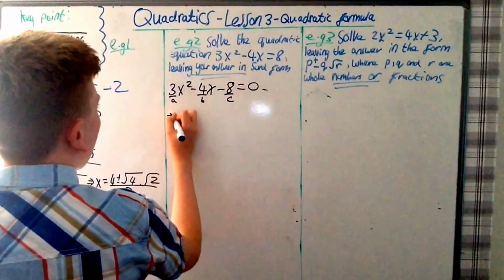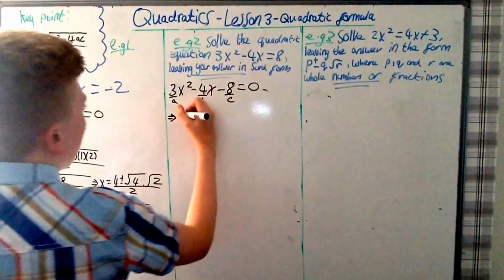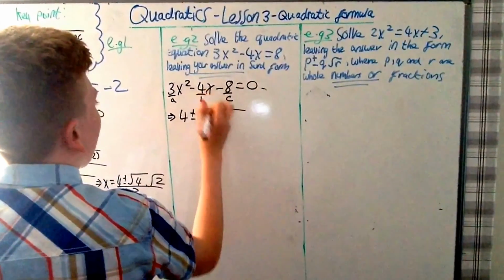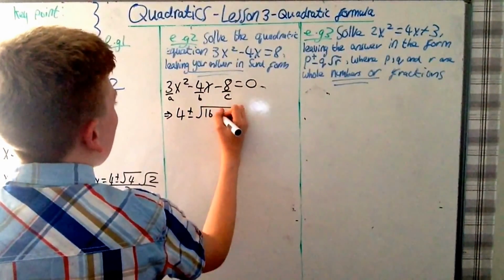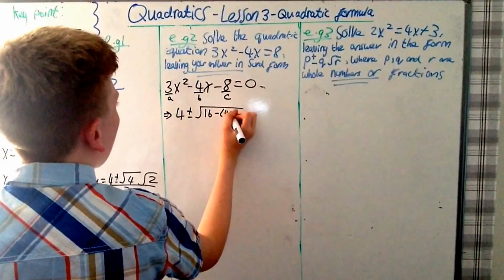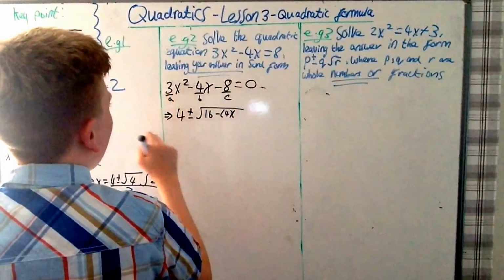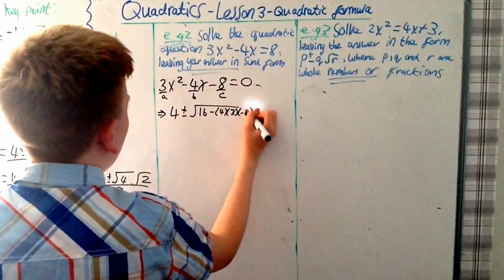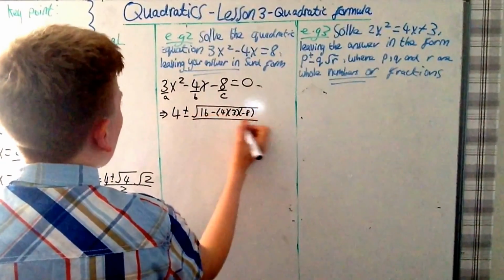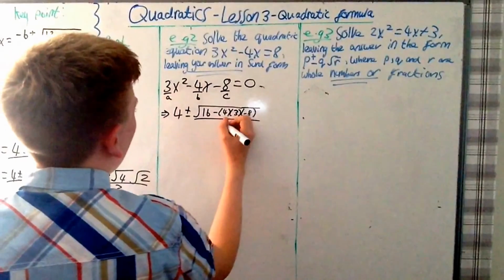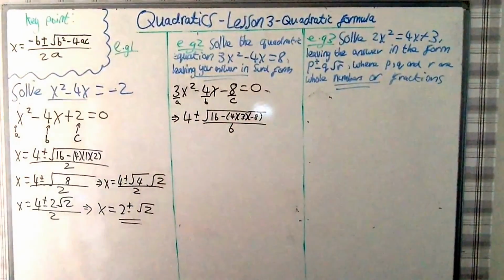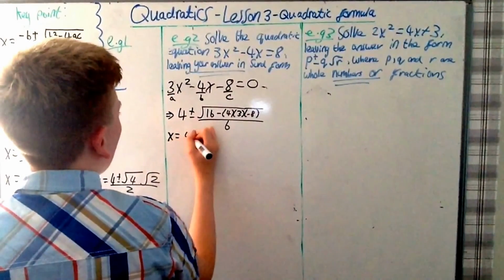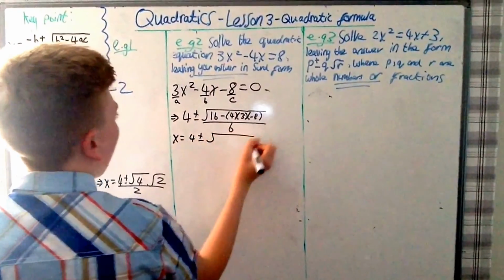So, minus 4 minus, that's going to become a positive 4. Plus and minus, the square root of minus 4 squared, 16, minus 4 multiplied by our A value, which is 3, multiplied by our C value, which is minus 8, all divided by 2 multiplied by our A value. 2 multiplied by 3 is 6. So x equals 4 plus and minus the square root of.